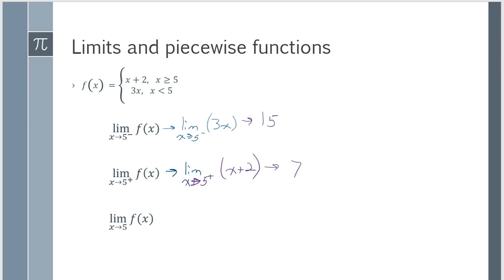This would be 15. Well, then for the two-sided limit, this only exists if the left and right-hand limits are the same. They are different, so the limit does not exist.